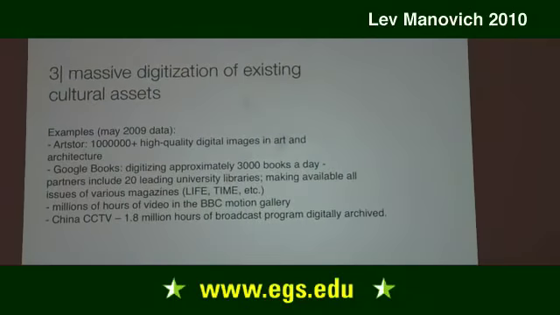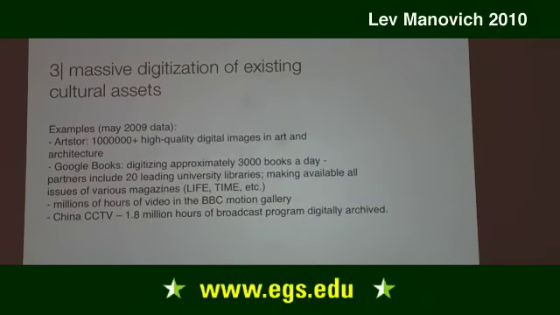Yeah, so there are a couple of other things, right? Another thing which starts happening in the second part of the narrative is the massive digitization of existing cultural assets. From the Library of Congress to broadcasting companies around the world, stuff has been digitized, and everybody maybe knows about Google Books. Some of you maybe know about ArtStore.